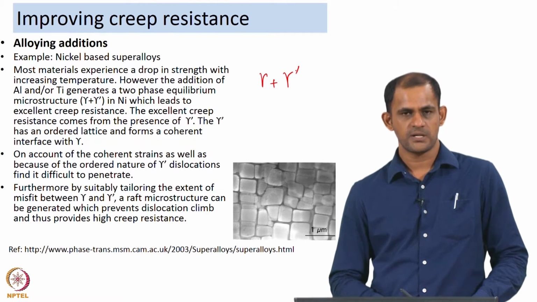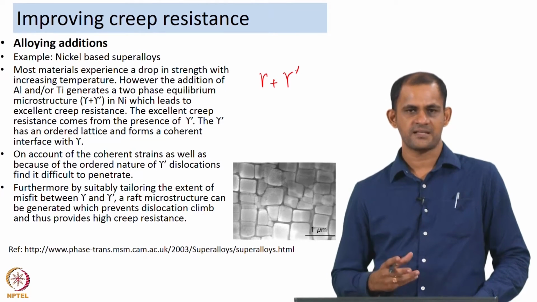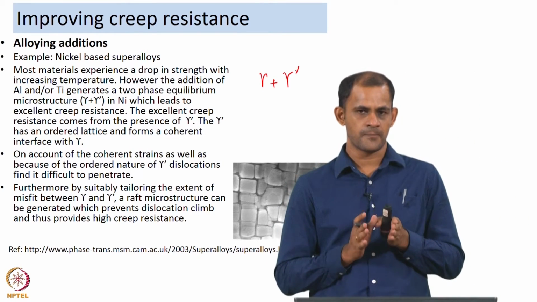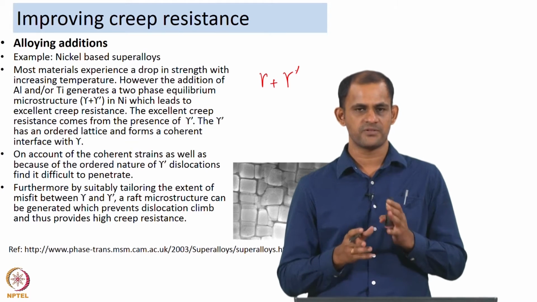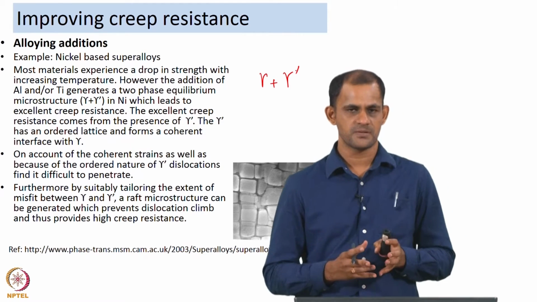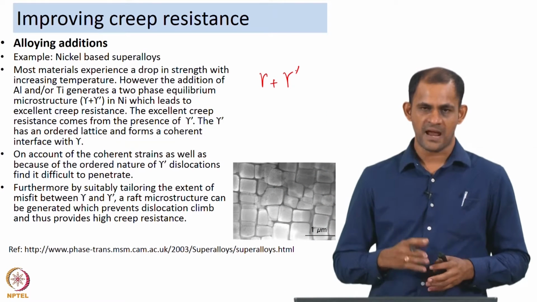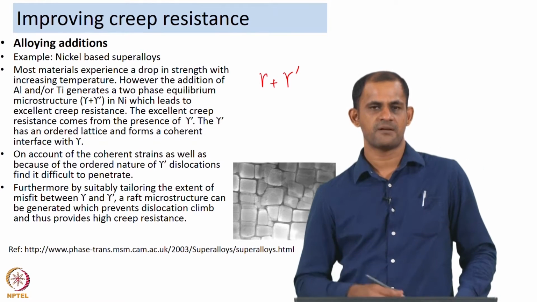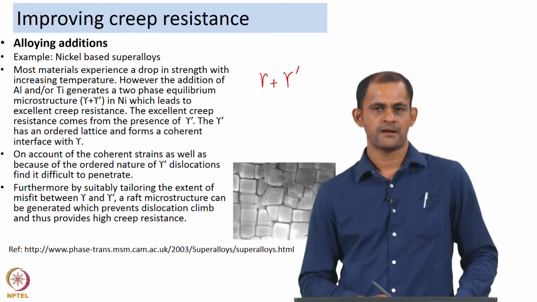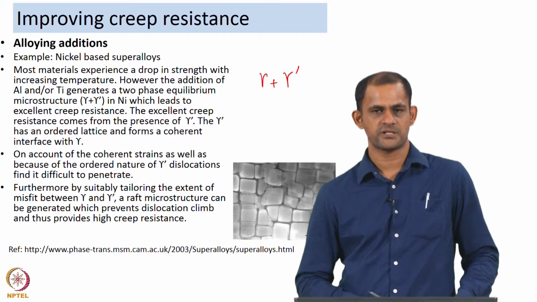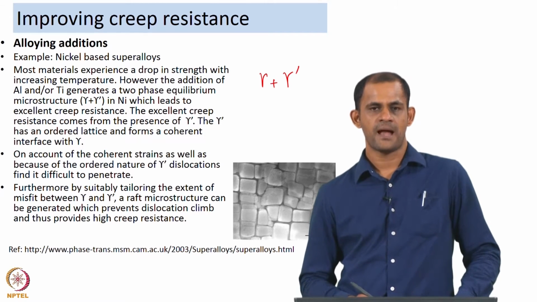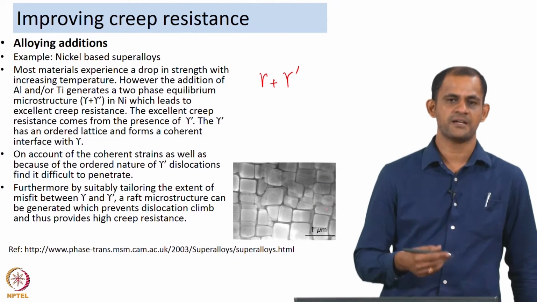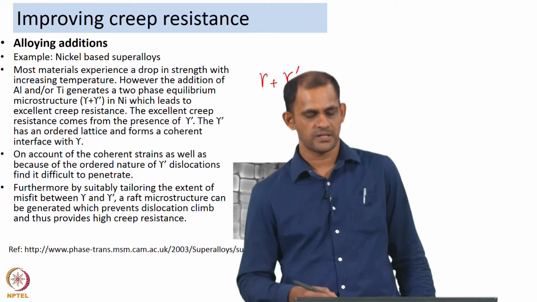Now, it has also been observed that by suitably tailoring the extent of misfit between gamma and gamma dash, although they have a very good matching, there is still some amount of misfit between the two phases. If you play around with this misfit, then a raft microstructure, as shown here, can be developed within the nickel based superalloy. What has been observed is that this raft microstructure prevents dislocation climb, and because it restricts dislocation climb, it enables higher creep resistance. So, that is one of the things that can be achieved.